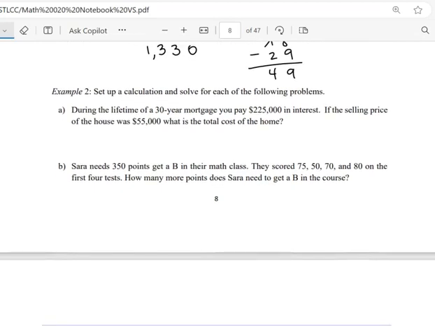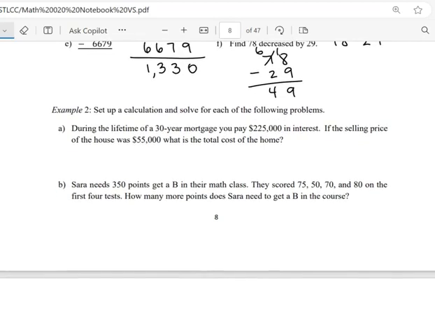Okay, so we have 2 more small problems, word problems. We always finish up our lesson with a word problem. So in example 2, we're asked to set up a calculation and solve for each of the following problems. During the lifetime of a 30-year mortgage, you pay $225,000 in interest. If the selling price of the house is $55,000, what is the total cost of the home? The total cost of the home would give you the clue. It is an addition.